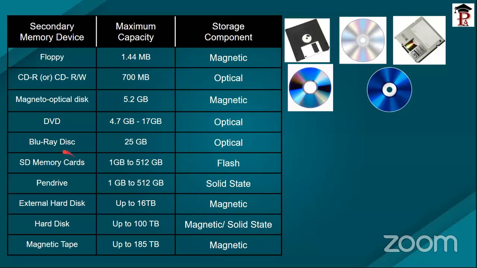Okay, then we know our SD card. It is maximum up to 512 GB, and its storage component is flash memory. A pen drive is made up of solid state.